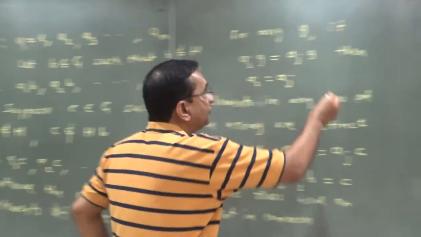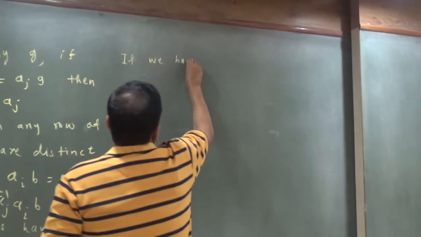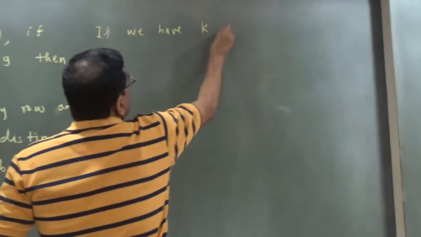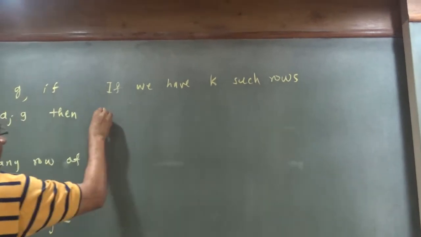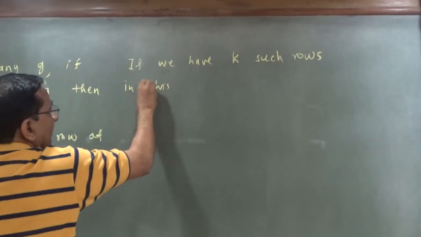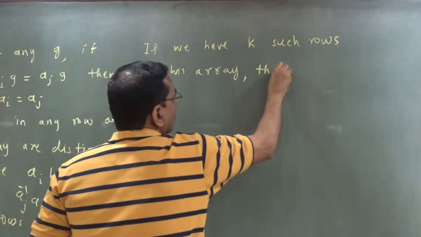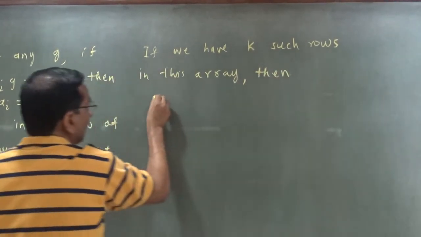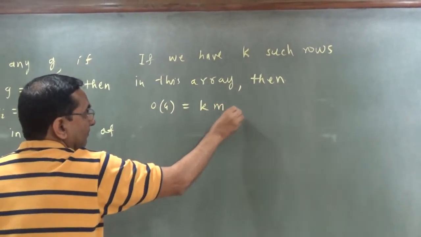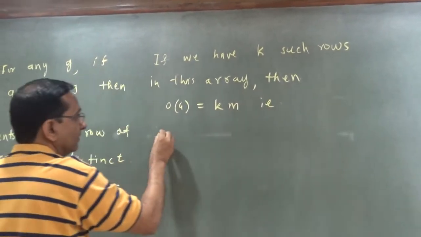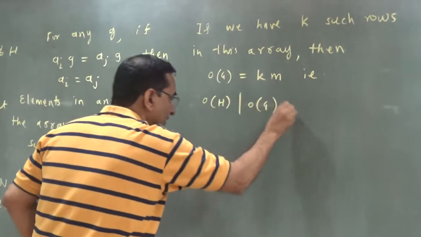Okay. So if we have k such rows in this array, then the order of G must be equal to k times n. That is, the order of H divides the order of G. So that completes the proof.